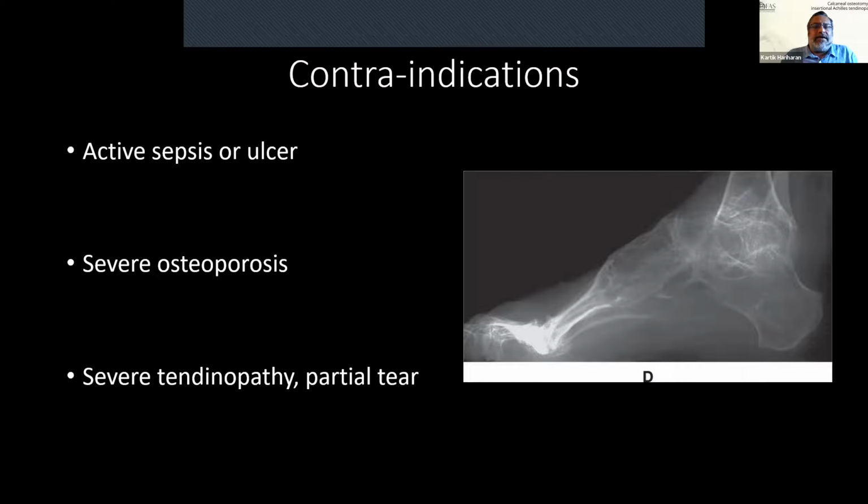If there is severe tendinopathy, including partial tears, it may be necessary to combine this procedure with an FHL transfer. So it's only a relative contraindication. One mustn't go into the procedure without having the option of an FHL transfer.